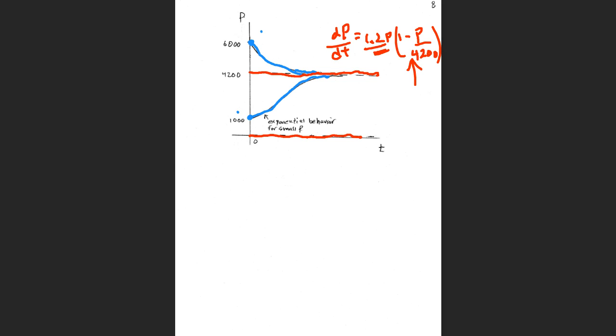So for small values of p, the differential equation is approximately going to be equal to 1.2 times p. But as p gets larger, then this second factor is going to be more and more important.